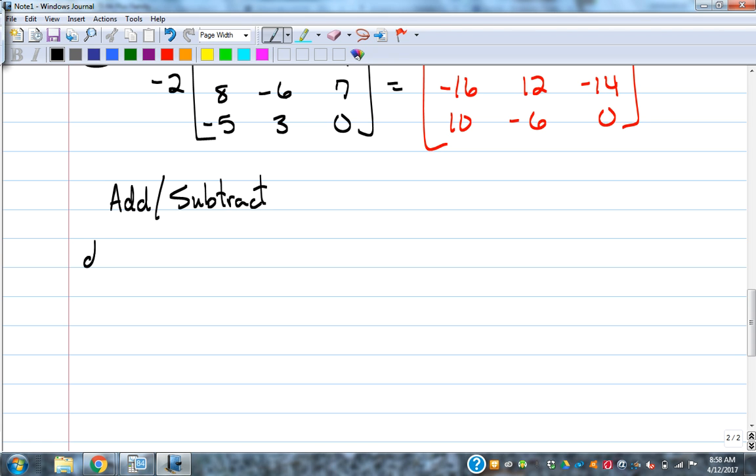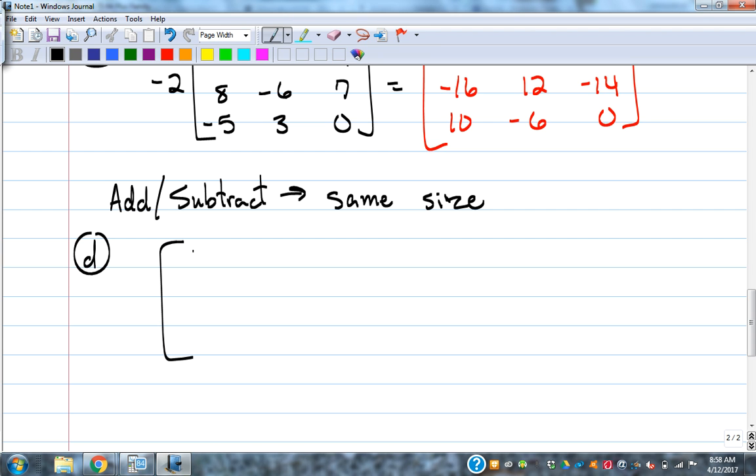Addition and subtraction. One of the major things. Anybody remember doing this in Algebra 2? What do they have to be to be able to add them? They've got to be the exact same size. Okay. If they're not, you can't add or subtract them. It's undefined if they're not the same size.